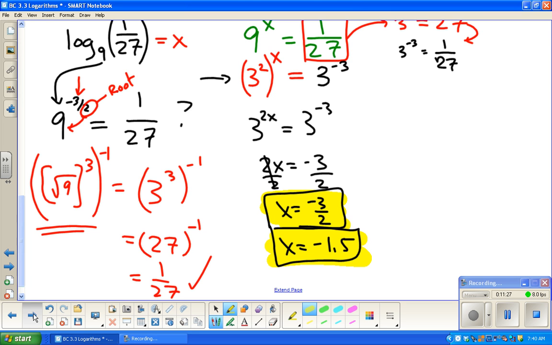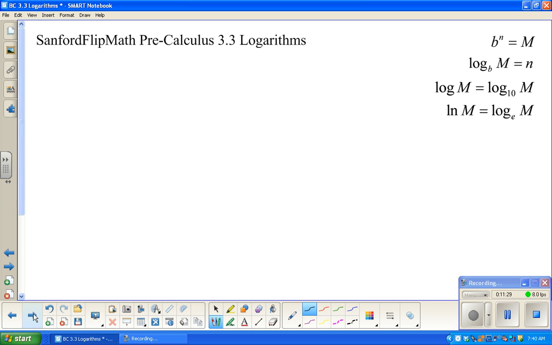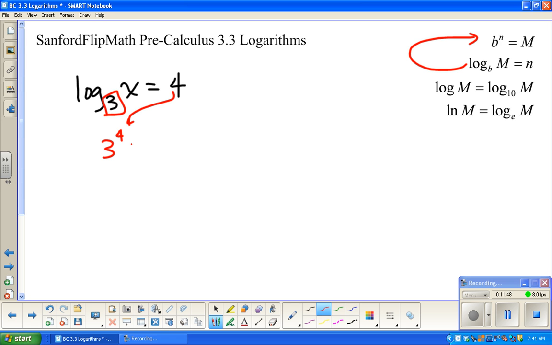Okay, let's do a couple that are backwards. Let's say I have log base 3 of x equals 4, and I want to solve this for x. Well, how do you get rid of a log? If you're trying to get rid of a log, you go from log form back to exponential form. So the base is 3, the exponent is 4, equals x, and I think we just saw a minute ago that that's 81. That's it.